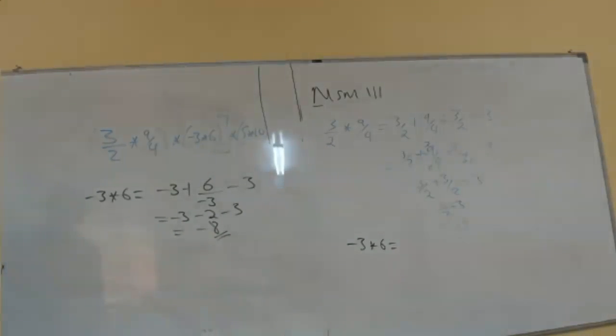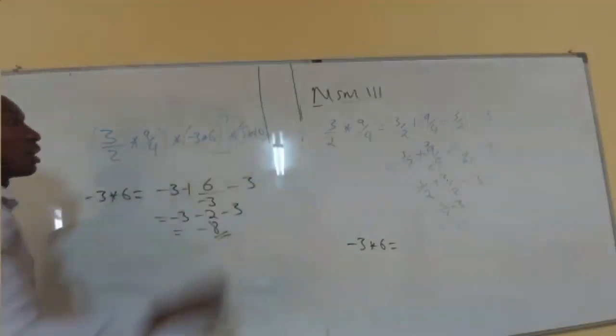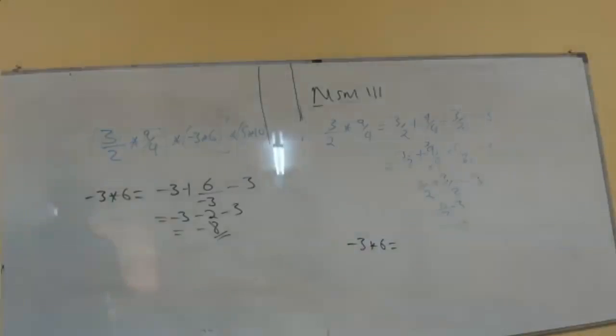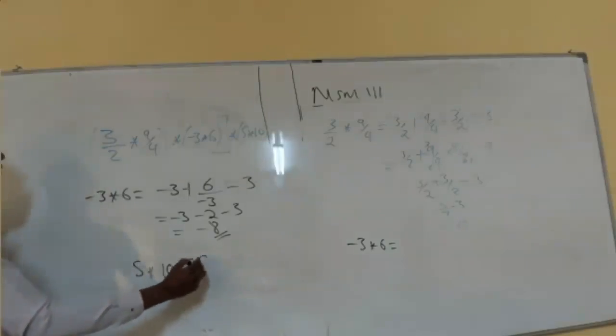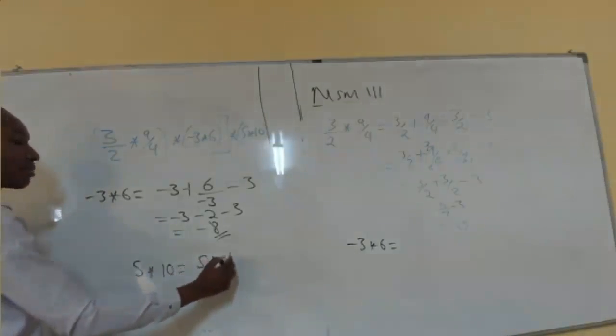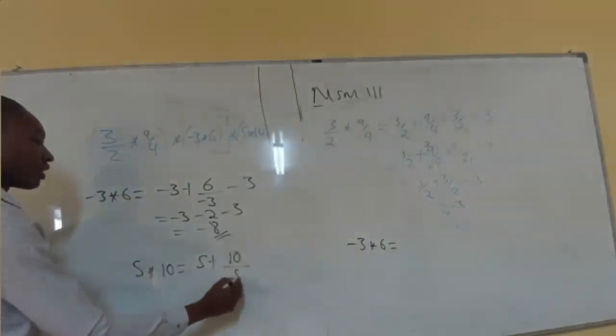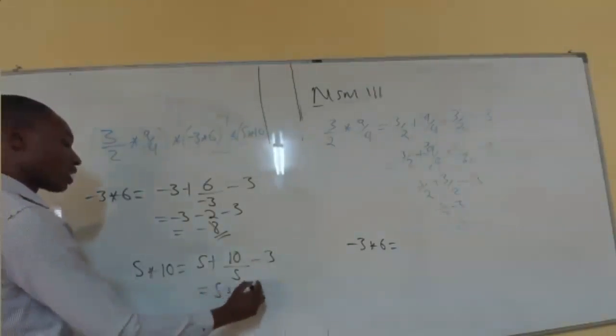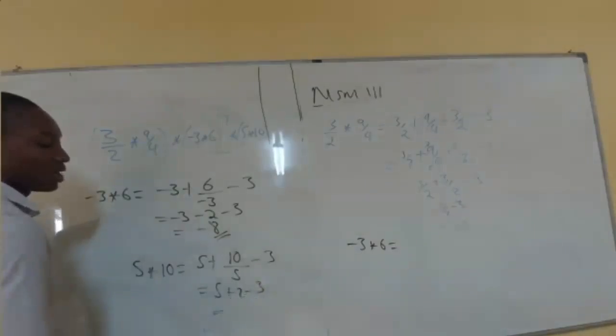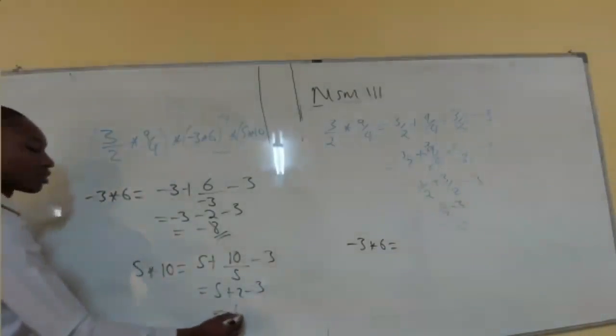Then lastly, what I'm going to do is now I want to evaluate 5 star 10, right? So I now need to evaluate 5 star 10. The first number is 5 plus the second number 10 over the first number 5, then subtract 3. Then we have 5 plus 2 minus 3. 2 minus 3 is negative 1 plus 5 is 4.